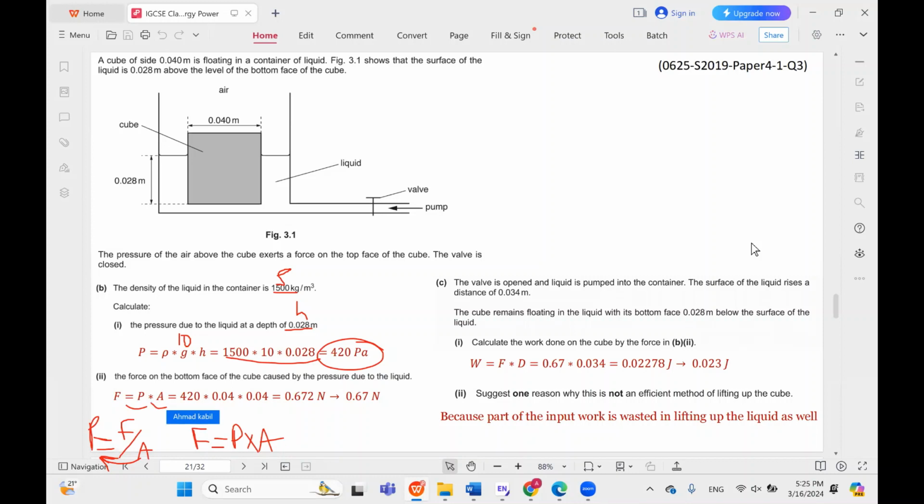So the area of the cube is simply side times side. And we have the side given as 0.04 meters. We just multiply it by itself because this is a square. So we can find the area, and then we use that in order to find the force, which ends up being 0.67.